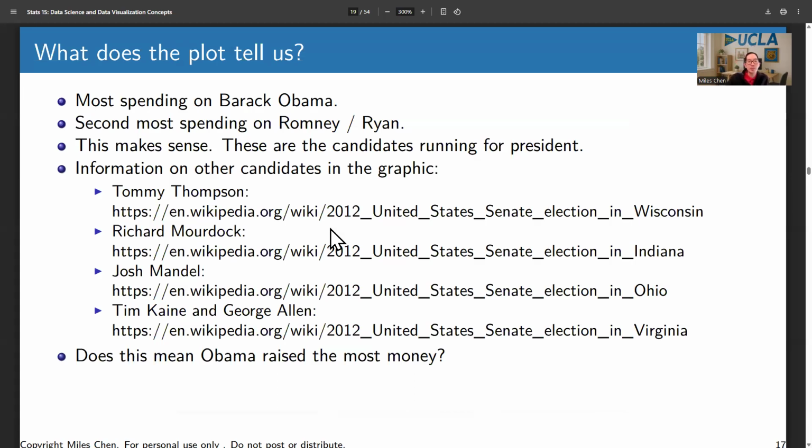What does this plot tell us? Most of the spending was on Barack Obama. The second most amount of spending was Romney Ryan, and that kind of makes sense because those are the candidates running for president. Some other candidates in the graphic, you can look these up, were Senate election races, and the Senate is usually a little bit higher stakes than the House because senators serve 6 terms, and these were races in Wisconsin, Indiana, Ohio, and Virginia and stuff.